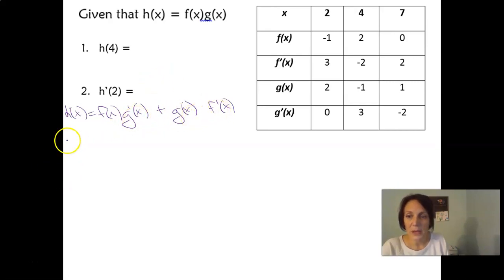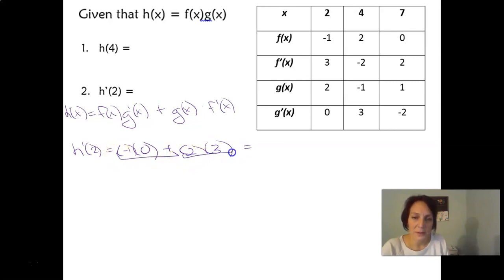Okay, so if I want h prime of 2, I have to go get all 4 values. So f of 2 is -1, g prime of 2 is 0. Ooh, that's lucky. g of 2 is 2. And f prime of 2 is 3. So this first part goes to 0, and the second part goes to 6.